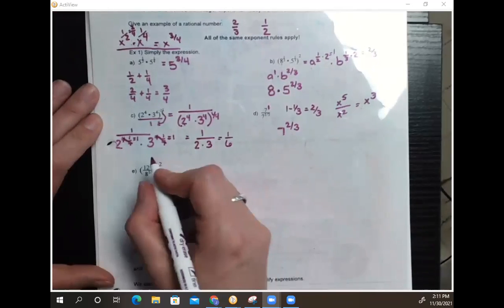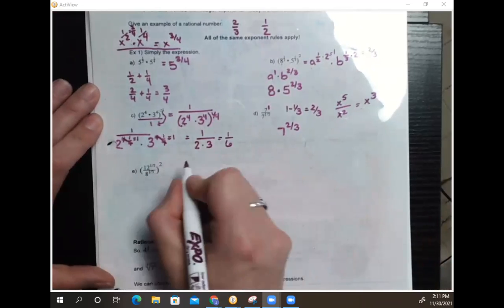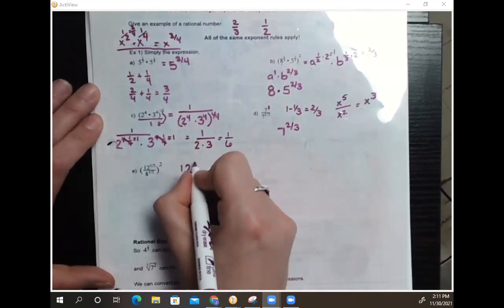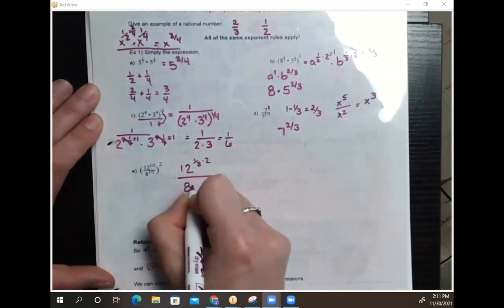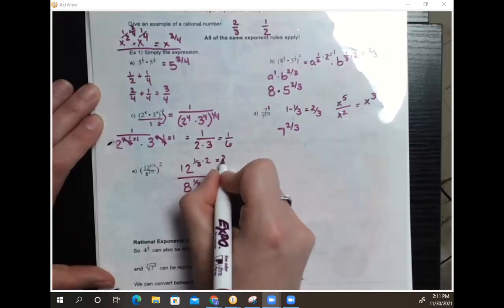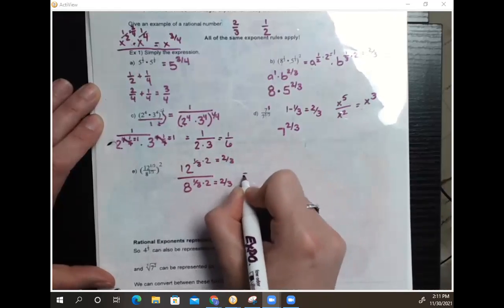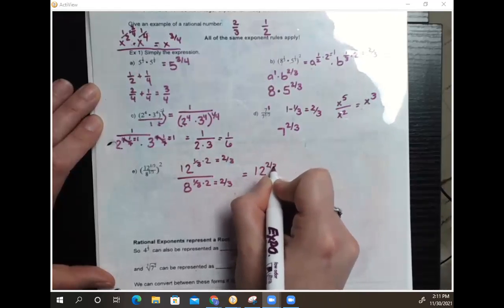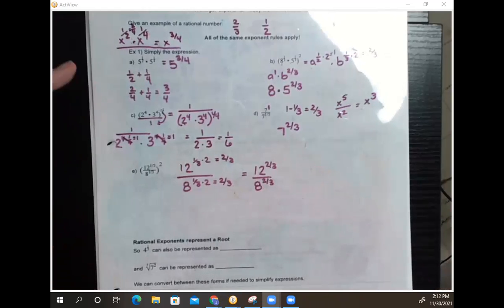And let's look at our last example here, example E. I've got an exponent outside of parentheses, so I'm going to distribute that in. That would give me 12 to the 1/3 times 2 over 8 to the 1/3 times 2. So as I go to simplify my exponents, this would be the 2/3 power, and this would also be the 2/3 power. So I have 12 to the 2/3 power over 8 to the 2/3 power. So I've used all of my old exponent rules to do some simplifying here.